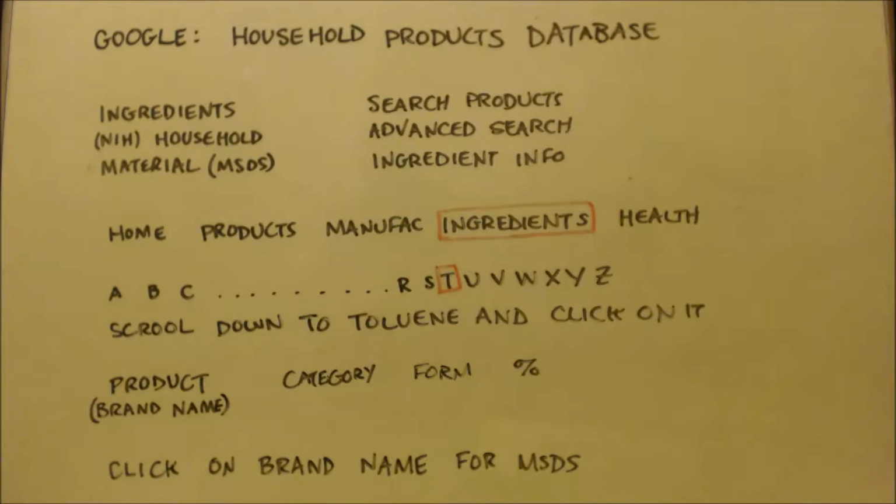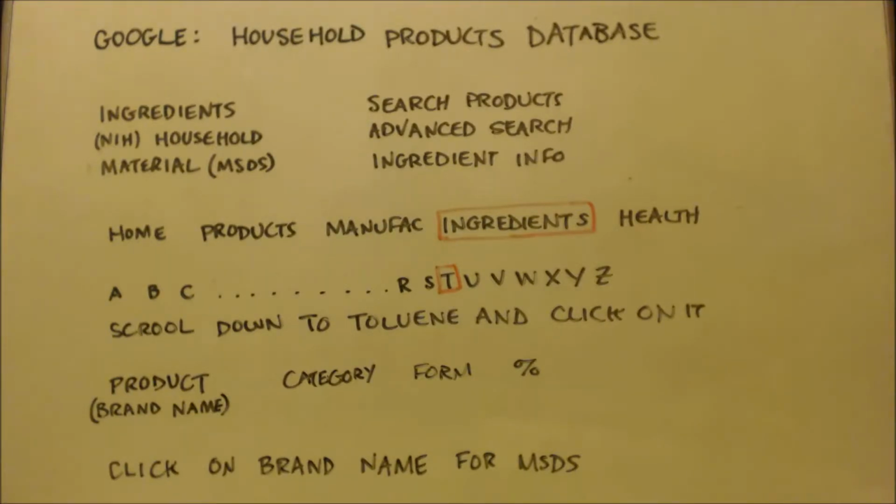Punch that into Google, and it'll probably be the second or the first option. You'll know it's the option by looking at the second group of stuff: Ingredients, NIH Household Material Safety Data Sheet, Search Products, Advanced Search, Ingredients Info. The one that has that on it, that's where you want to go. That's what you want to click on in Google, the option that has those 6 things below it.